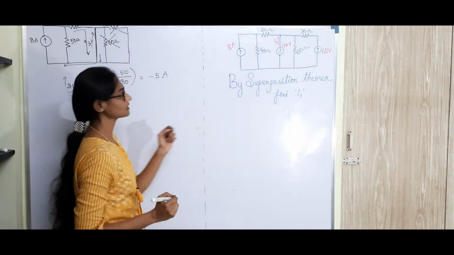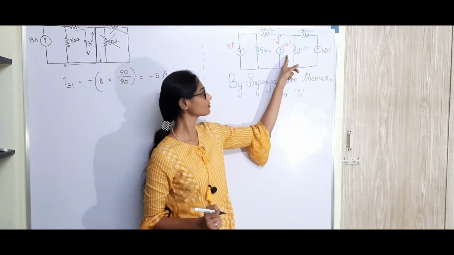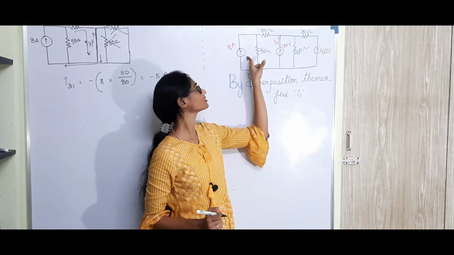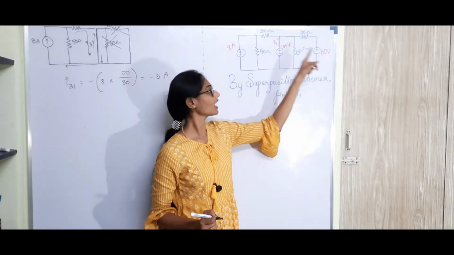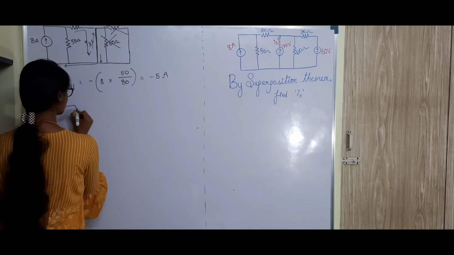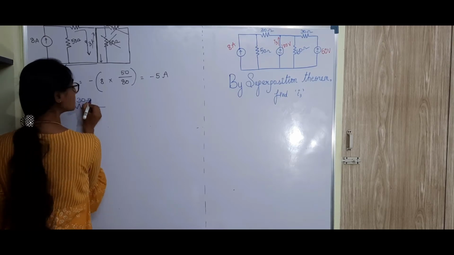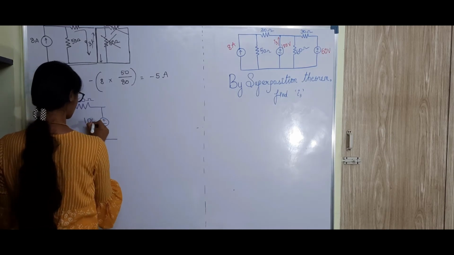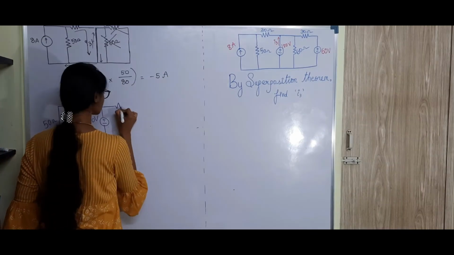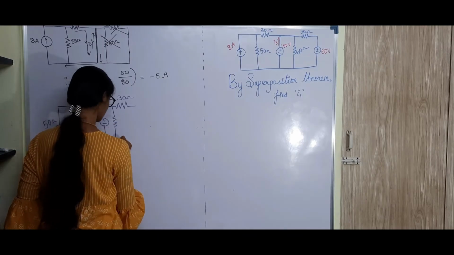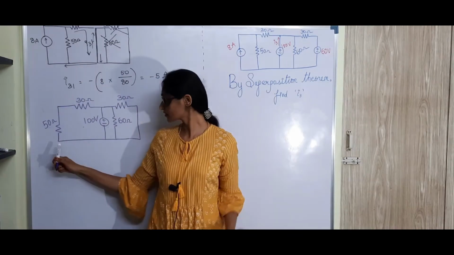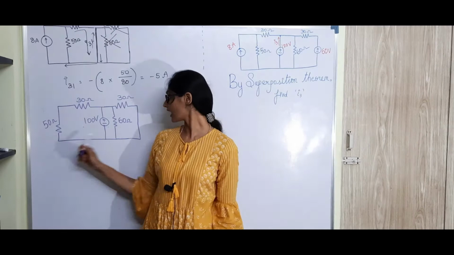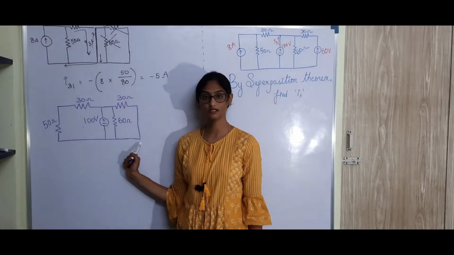In the next case, I am going to consider only the 100 volt source and I am going to open circuit this 8 ampere source and this 60 volt source. I have a 30 ohm and then a 50 ohm. See, I have open circuited this 8 ampere current source and I have short circuited this 60 volt source.